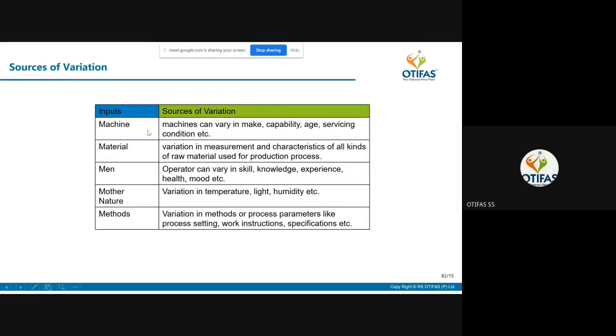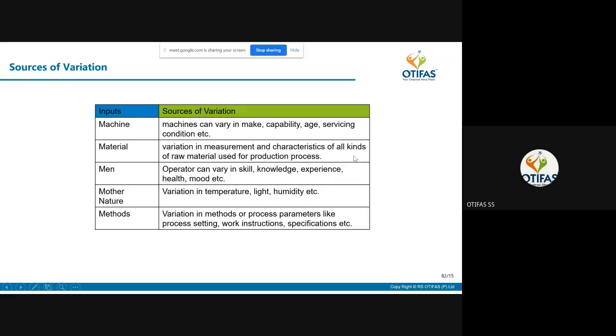Now, how can these sources of variation happen? The machine can vary in make, capability, age, servicing condition, etc. So you have two machines. One is a normal lathe machine, and you have another machine, which is a CNC machine. Whatever we produce from a lathe machine will have a huge variation, but whatever we produce in a CNC machine, the variation will be very less.